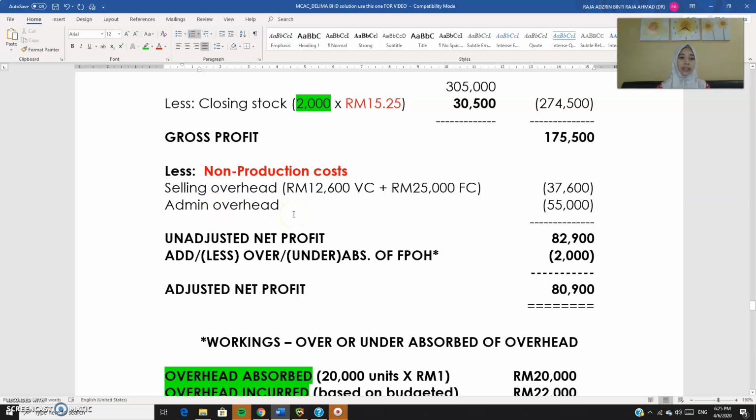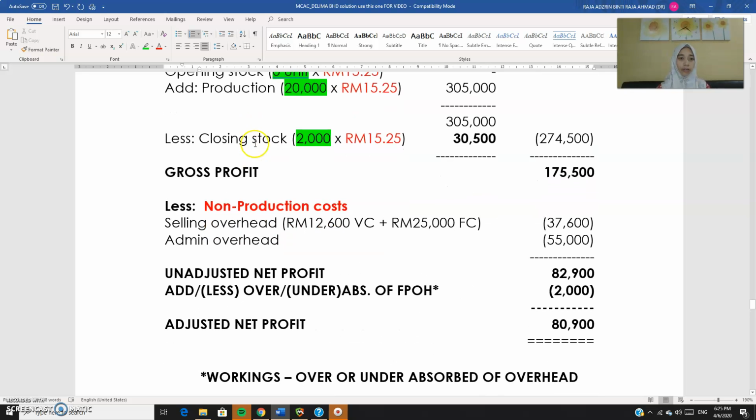So, as I mentioned earlier, if you are using absorption costing, it splits the cost based on functions, whereas if you are using marginal costing, it tends to split your cost according to behavior, that is fixed cost and variable cost. If you are using absorption costing, it tends to split your cost according to the function. So that's why you have the production cost as part of your cost of goods sold and all your non-production costs here. Then it will give you an adjusted net profit of 82,900.